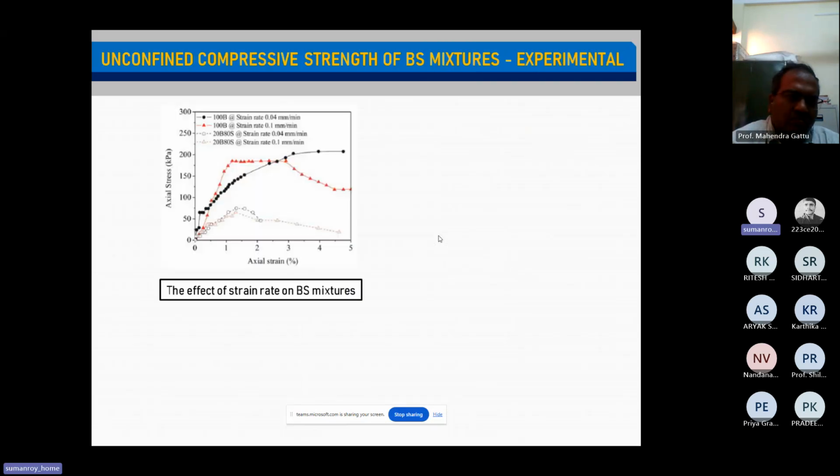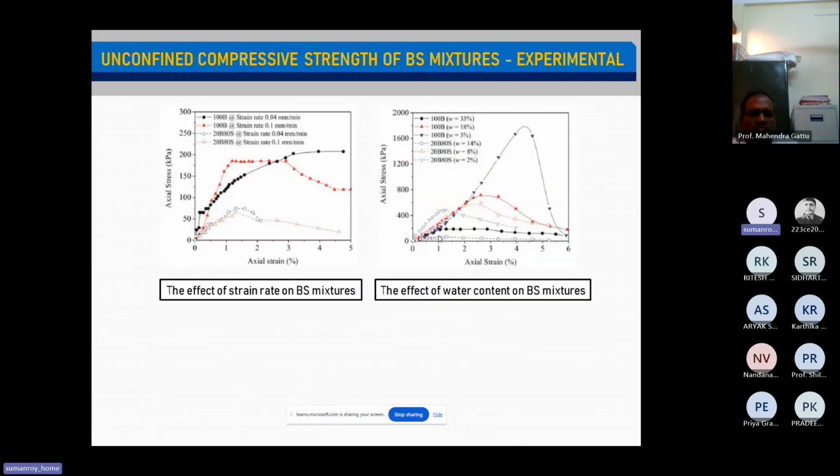Now, the first important thing is that we're going to check the strength of these bentonite sand mixtures. The first study is on the strain rate of the bentonite sand mixture. When you're conducting a UCS, unconfined compressive strength test, which is similar to determining the compressive strain, we see that the strain rate doesn't affect the bentonite sand mixture so much, irrespective of whether you're using 100% bentonite or 20 bentonite 80 sand.